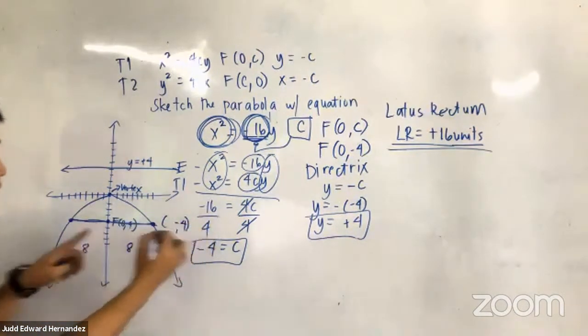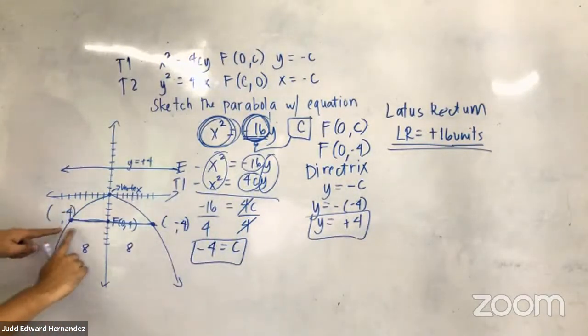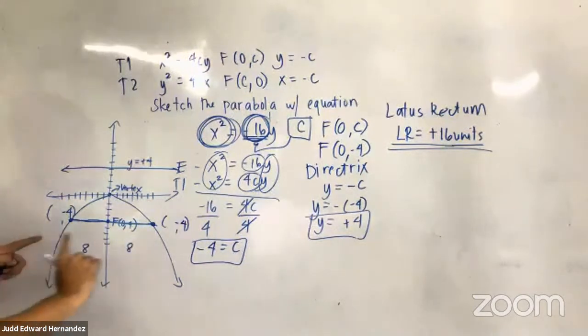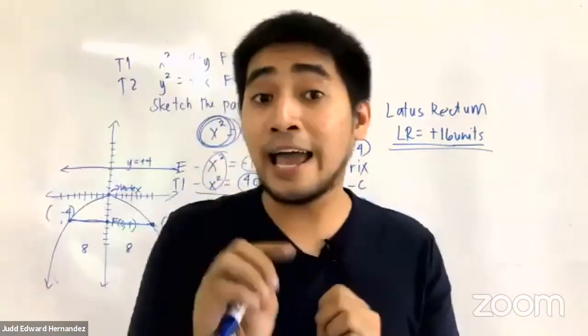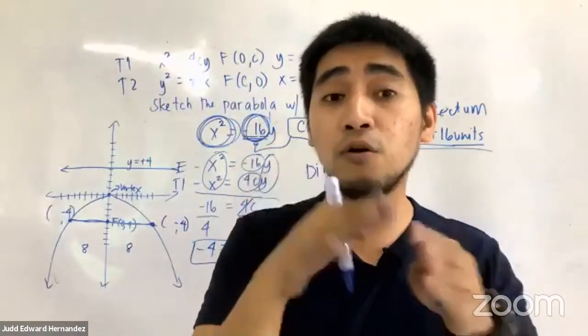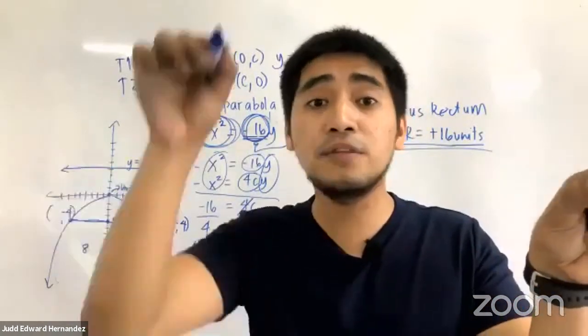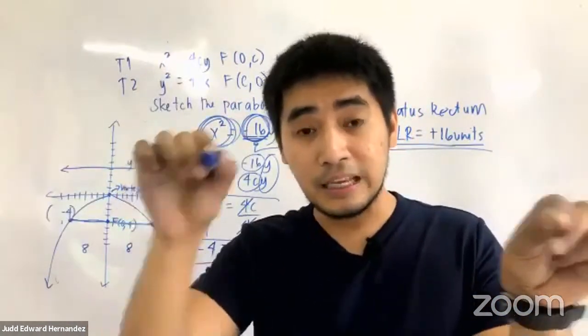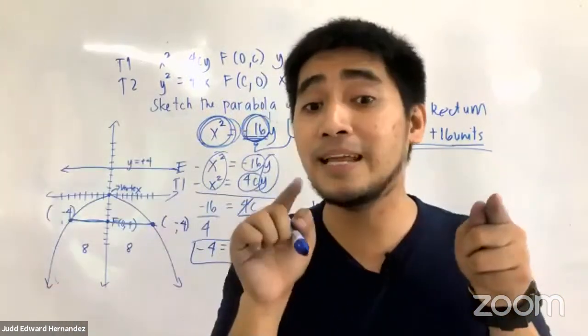Negative 4. Dapat, yun din yung y value nung isa. Negative 4. Then kasi magkakamukha sila ng location eh. Horizontal sila. Always remember, tatandaan mo, if your line is horizontal, all those points have the same value of the y coordinate. Y, magkakamukha sila ng y value, pero magkakaiba sila ng x value.